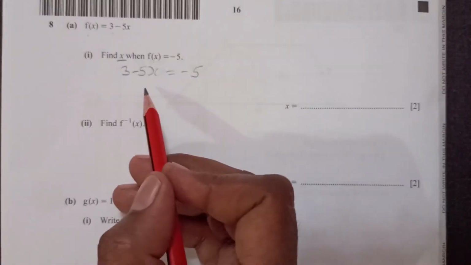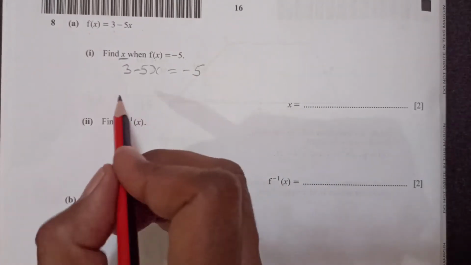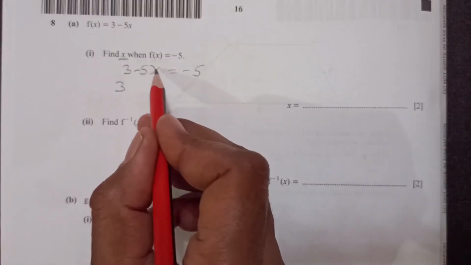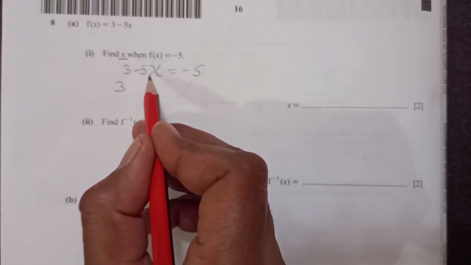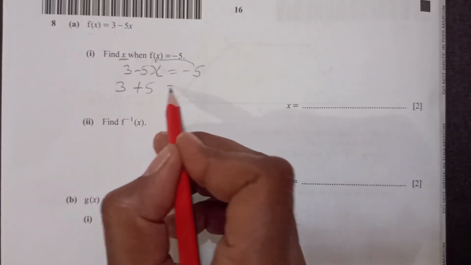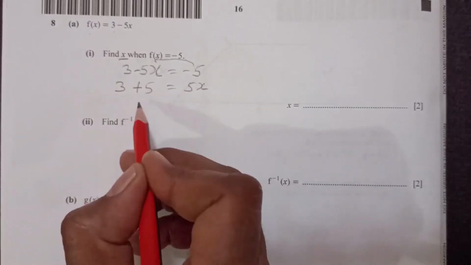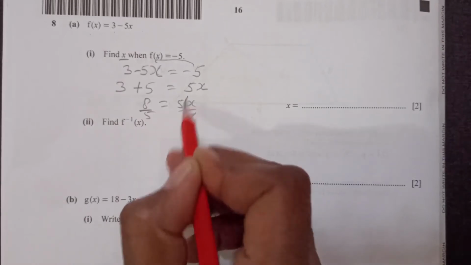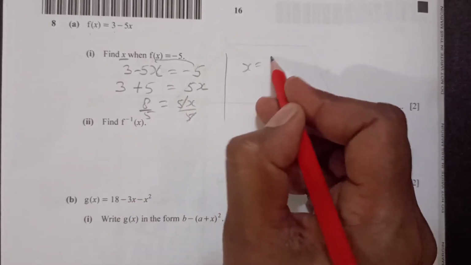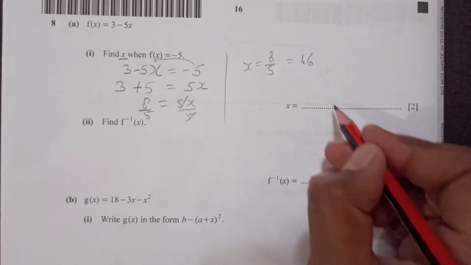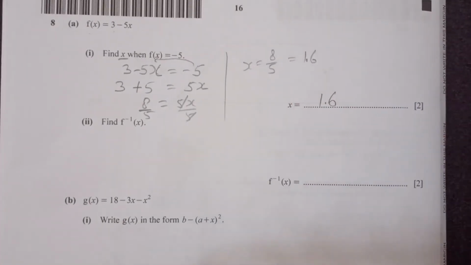Now we can make x the subject because we need the value of x. So 3 plus 5, this 5 will come this side and 5x going to the other side. So this is 8 equals 5x, divide by 5, divide by 5. So x is equal to 8 divided by 5, which is 1.6. So the final answer is 1.6.